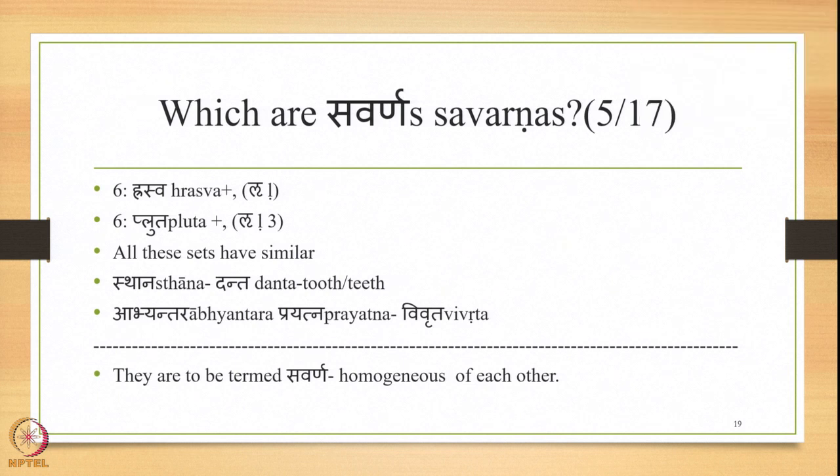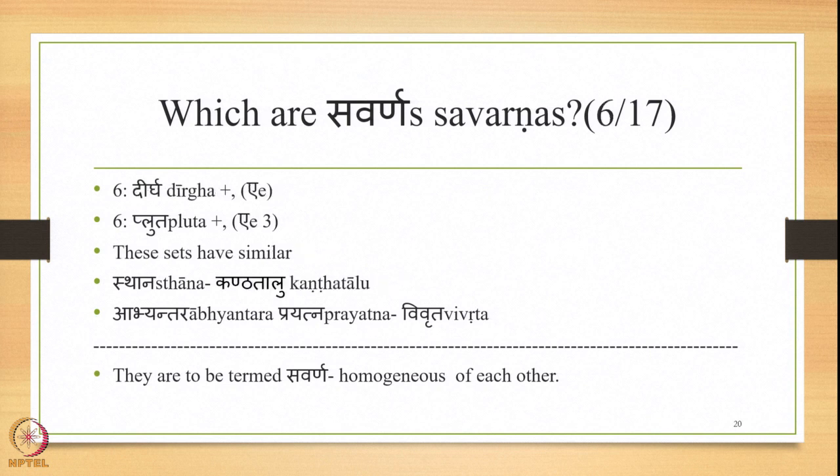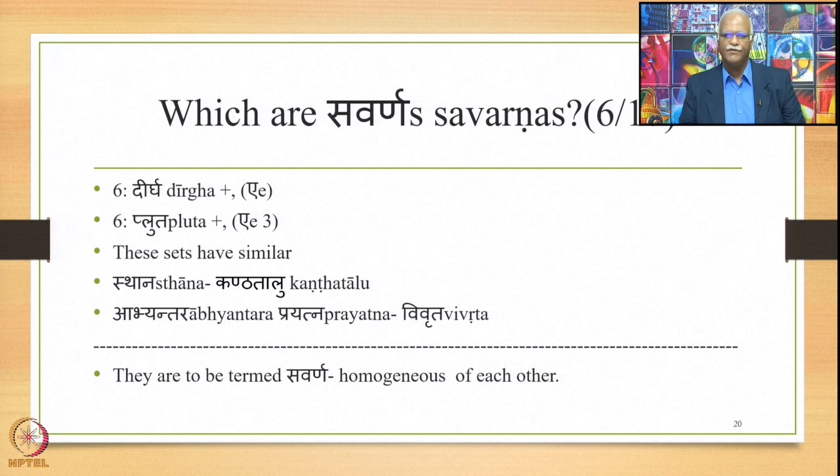Only short lu gets mentioned in the Pratyahara Sutras. Then we have 12 varieties of A, and there is no short variety of A, O, I, and Au. So there are 12 varieties. Now these sets have similar sthana, namely kanthatalu, and similar abhyantara prayatna, namely vivruta. So these are to be termed savarna of each other by the definition provided by the Sutra 119, tulyasya prayatnam savarnam.